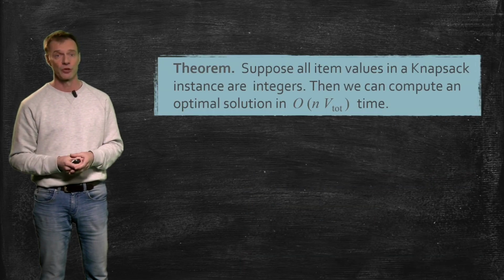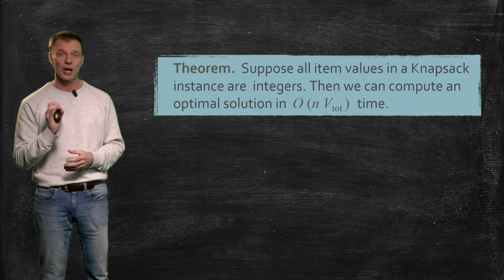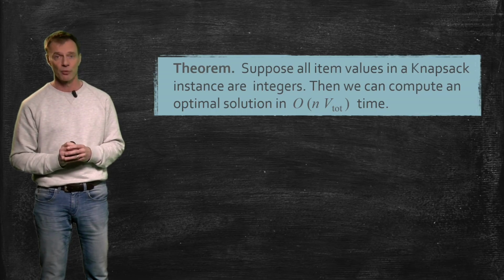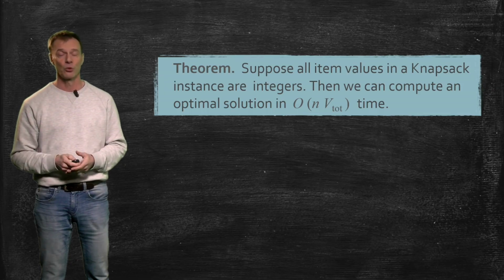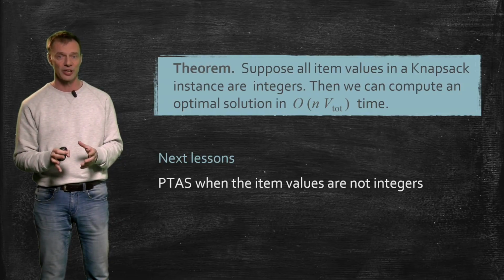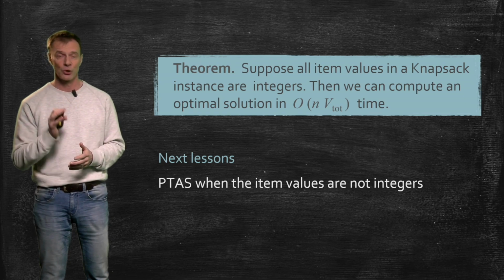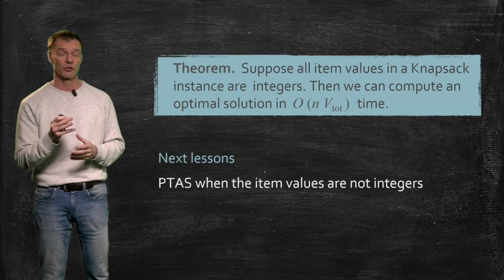So that's nice. We have now proven the theorem that we set out to prove. When all the item values are integers, then we can solve the knapsack problem in total time n times the total value of all the items. So in the next lesson, what we're going to do is we're going to look at the case where the values are not integers, and we're going to develop, based on the theorem we just proved, a PTAS for this problem.